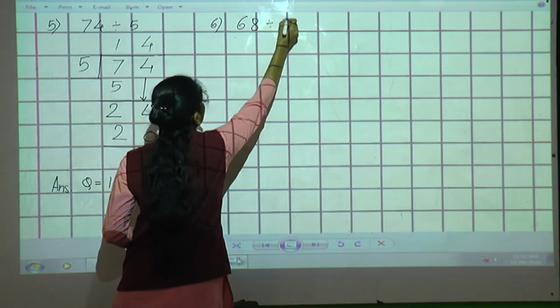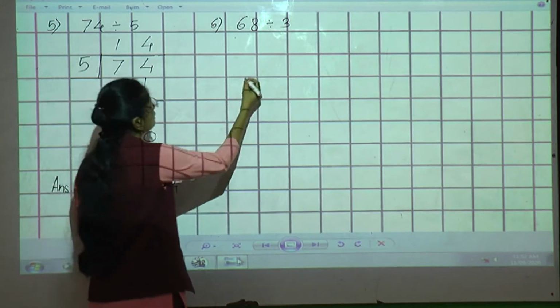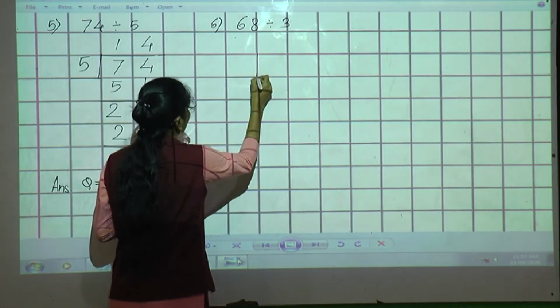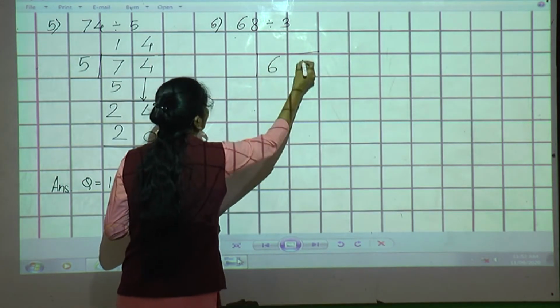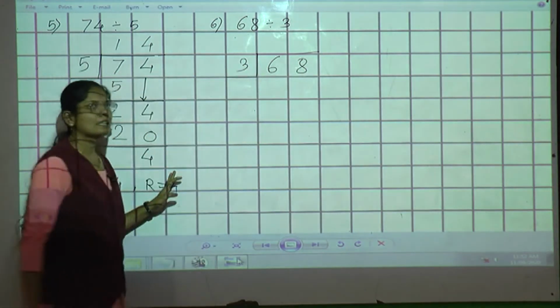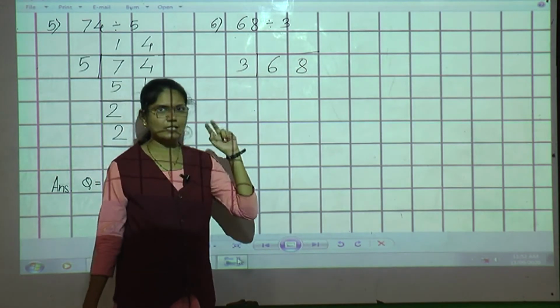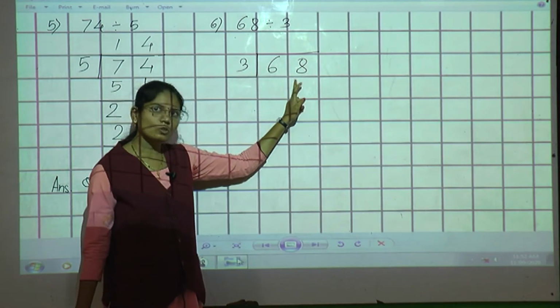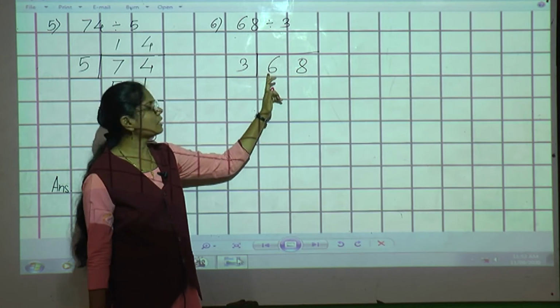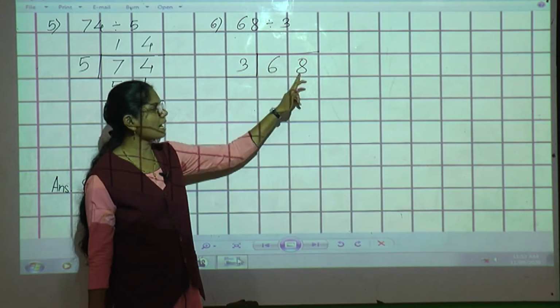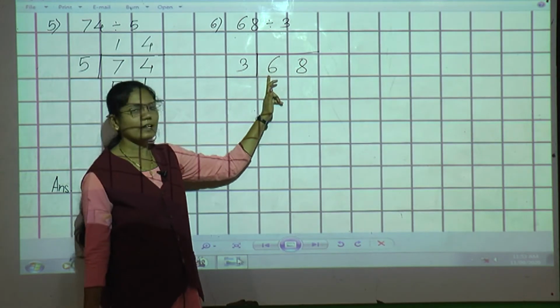68 divided by 3. Now arrange the numbers in this format. Now say, students, 68 is a 2-digit number. So first we will divide the tens. This is tens and this is ones. So we will divide the tens.